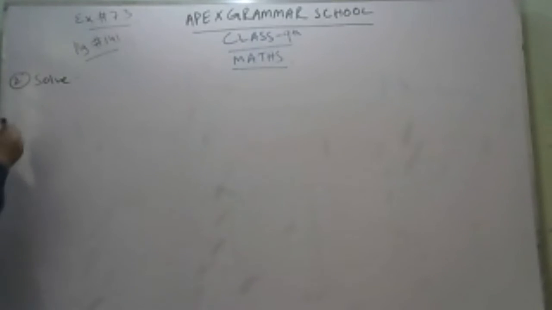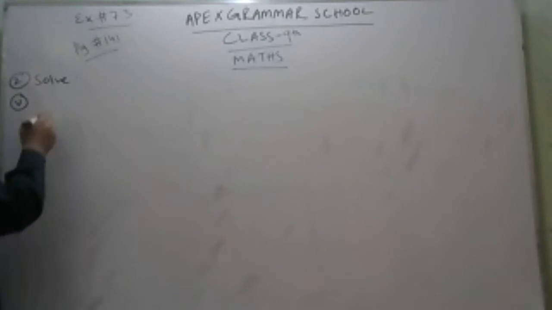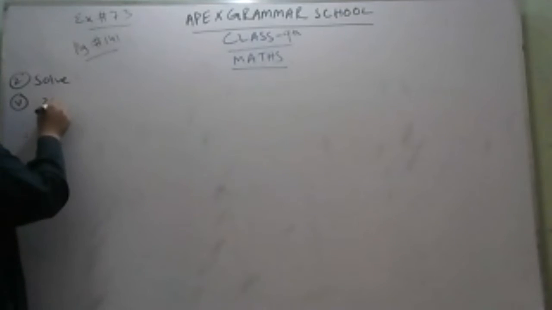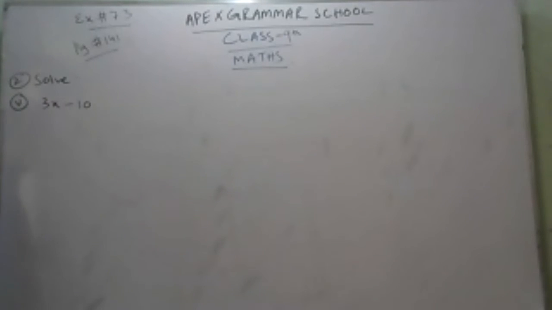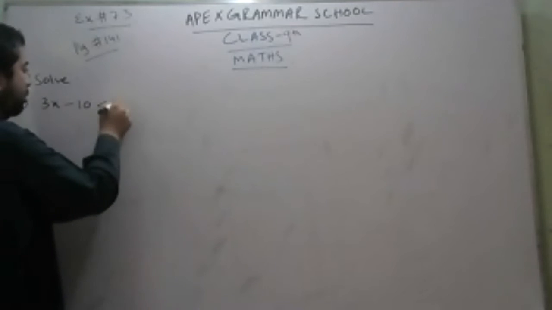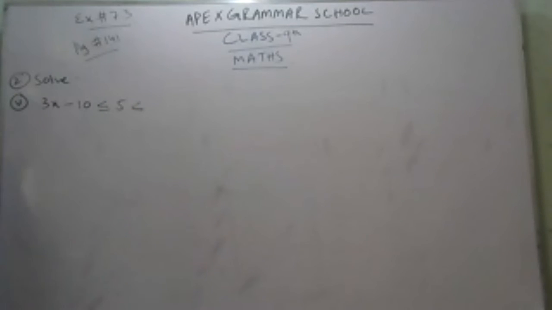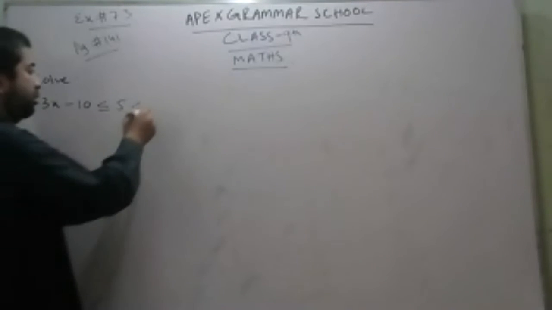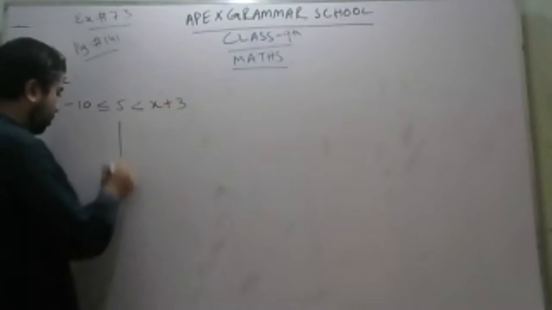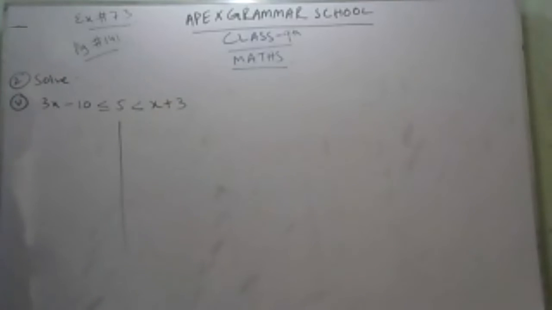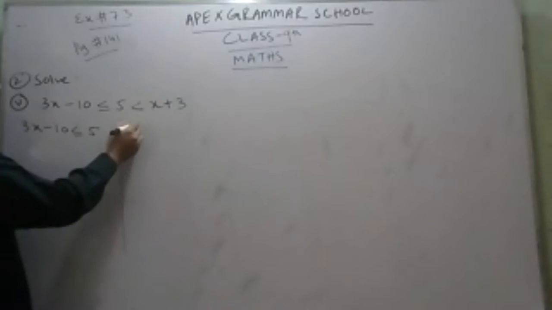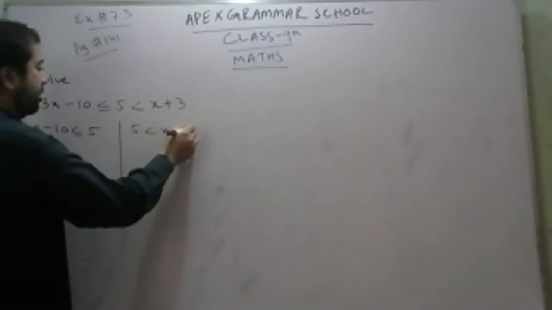Part number 5, that is 3x minus 10 less than or equal to 5, which is less than x plus 3. Separate it: 3x minus 10 less than or equal to 5, and 5 less than x plus 3.